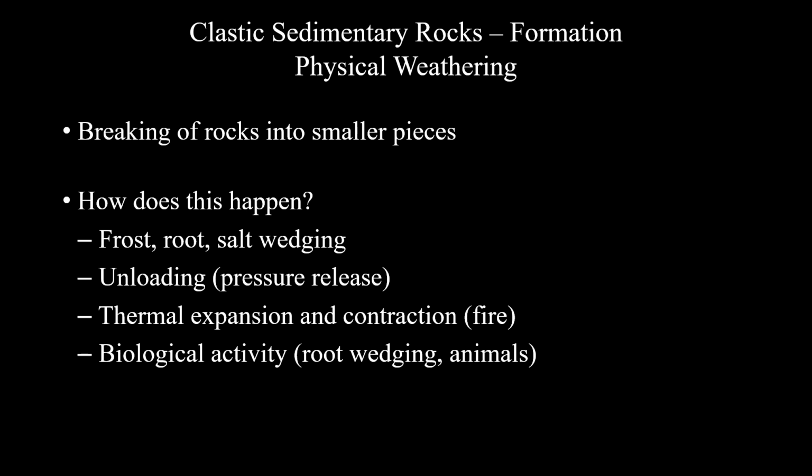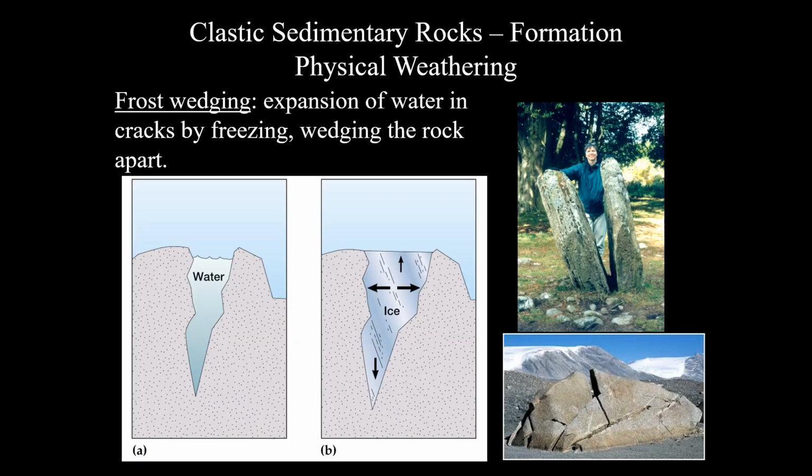Some examples of physical weathering are frost, root, or salt wedging. I'll show you a couple pictures of that. Release of pressure, which we call unloading, thermal expansion, and biological activity. So here's an example of frost wedging. You can imagine that in certain elevations, we have a freeze-thaw cycle that happens regularly. For example, even here in the southeast in the wintertime, there's a lot of nights that will go below 32 degrees Fahrenheit, but then it will be in the 50s in the day.